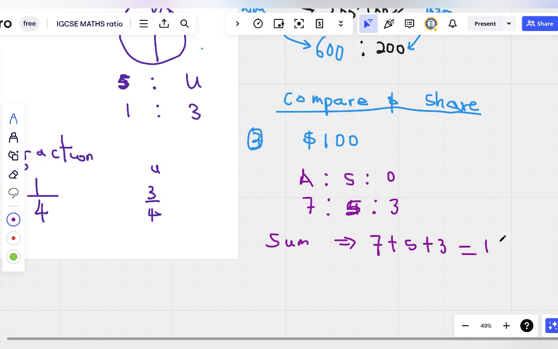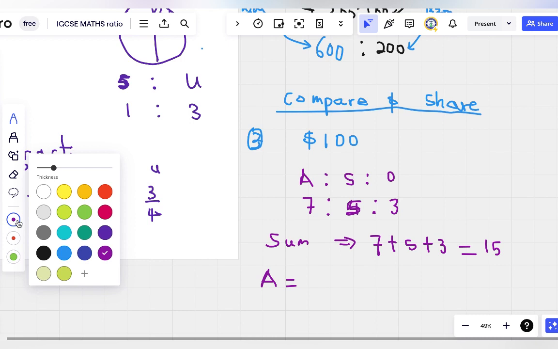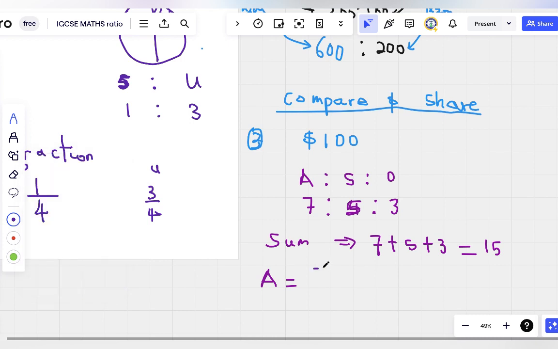If that is true, we can now find how much each person will get. So you write the name, A, ratio for A will be equal to what? His ratio number. What is his ratio number? 7. So you say 7 over the total ratio. Not 7 over whatever, 7 over the sum of the ratio, which is 15, multiplied by the sum of the money that is given.